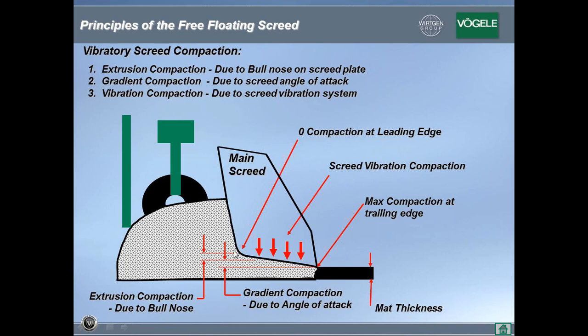So the first compaction as the asphalt flows through the radius of the screed plate is referred to as your extrusion compaction. As the screed moves forward, the asphalt has to be compacted from that point to that point due to the angle of attack of the screed plate. That is referred to as the gradient compaction. And of course, we also have compaction due to vibration. So those are the different forms of compaction that occur under the vibratory screed.